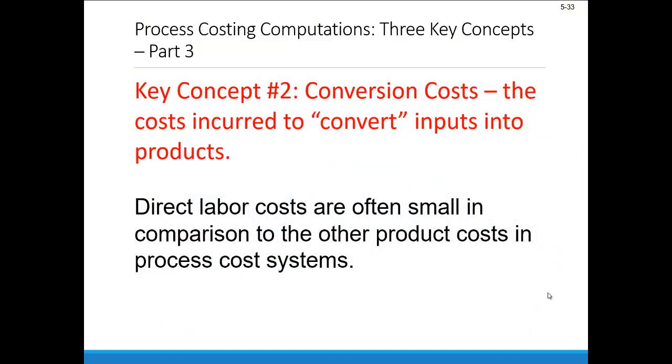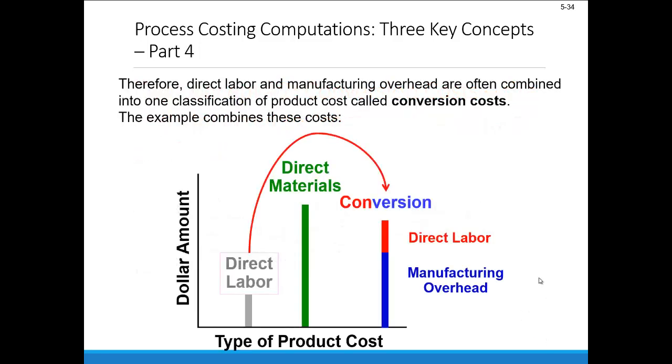Now conversion costs we spoke of earlier, and really earlier in this chapter as well. Those are the costs that we incur to convert our raw materials, our inputs, into finished product. So conversion costs are direct labor plus manufacturing overhead. Now oftentimes, especially in modern manufacturing, direct labor costs are relatively small in comparison to all the other product costs in any particular costing system. So typically that labor and overhead gets combined into this classification of conversion costs.